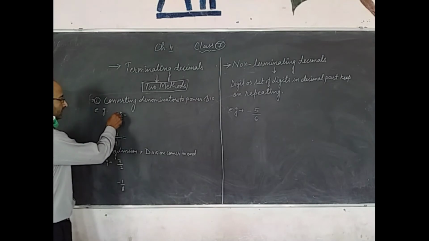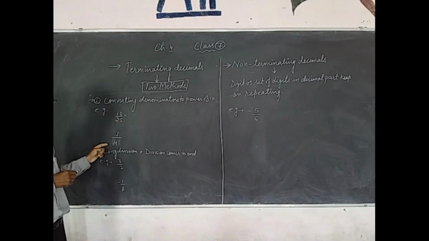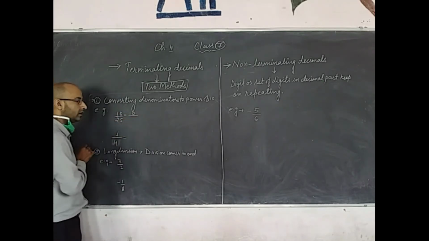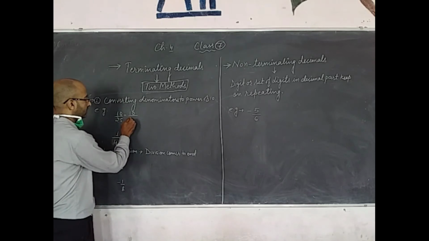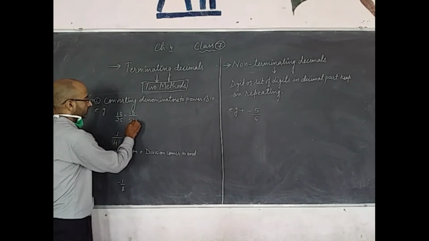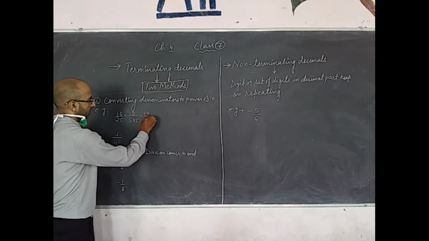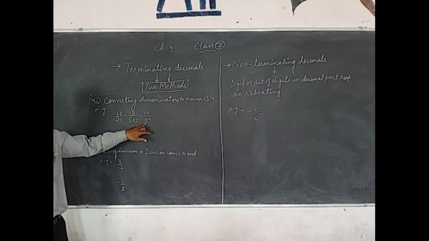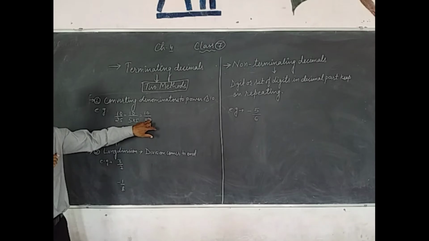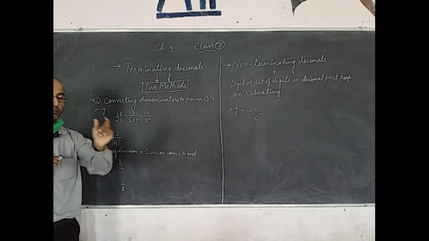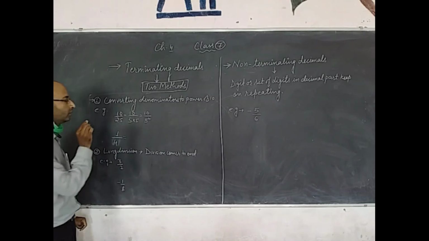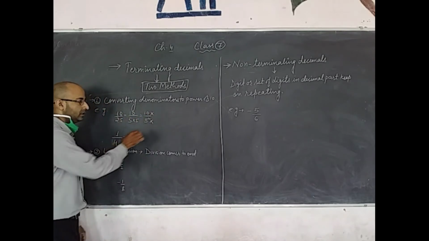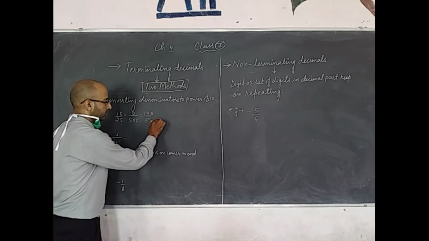Now look here. I will explain with the help of these examples, which are easy for you. 10 upon 25. You have to do the prime factorization of 25, and you will get 5 into 5. So 10 upon 5 square. Now you can see the denominator is 5 square. To make it in the form of base 10, what do we have to do? We have to multiply the denominator and numerator with 2 with the same power.